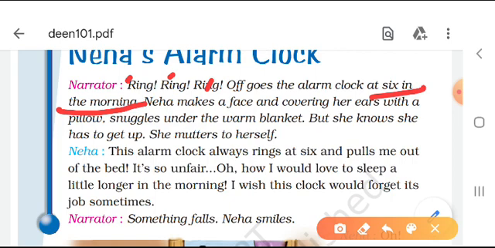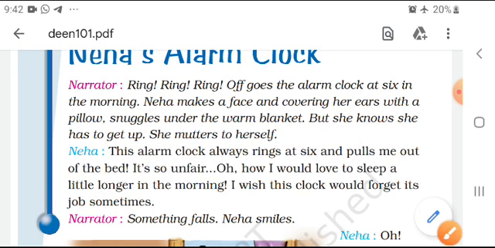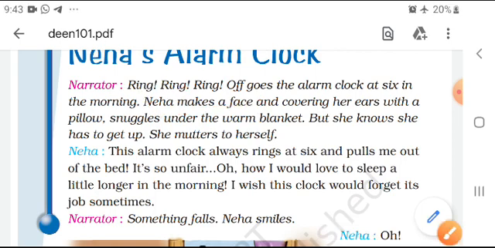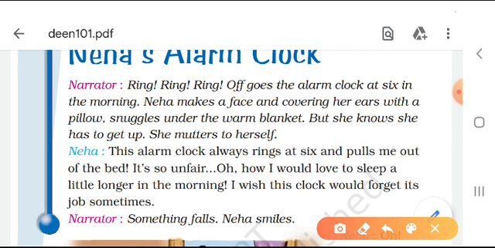Now, Neha makes a face and covers her ears with a pillow. Whom is the alarm clock trying to wake up? That is Neha. But after hearing the sound of the alarm clock, she makes a face. Make a face means she feels very bad, as if asking why this alarm clock is making noise for her.